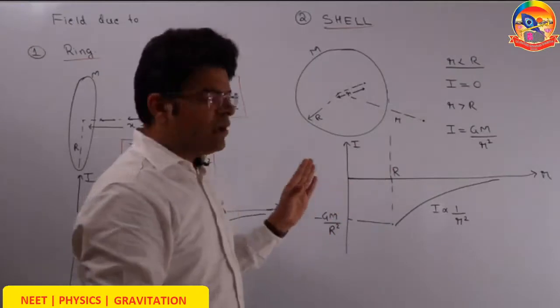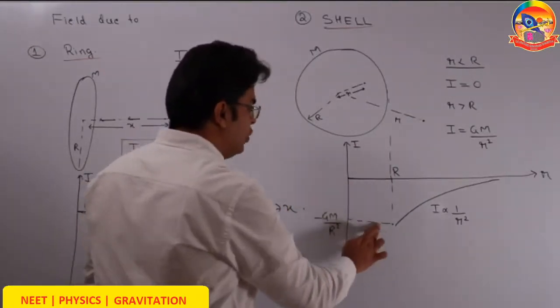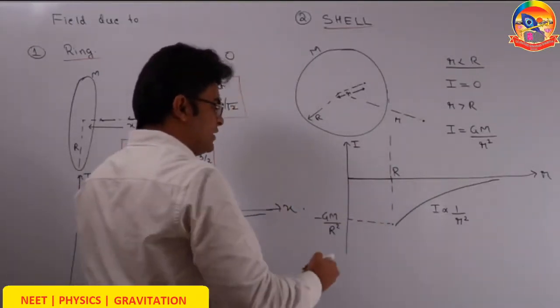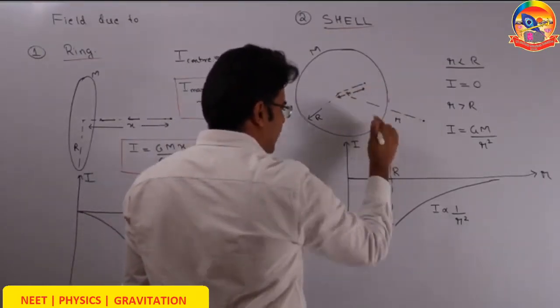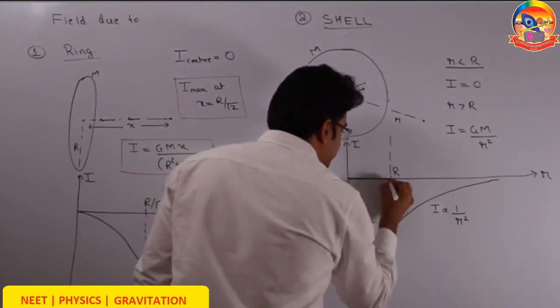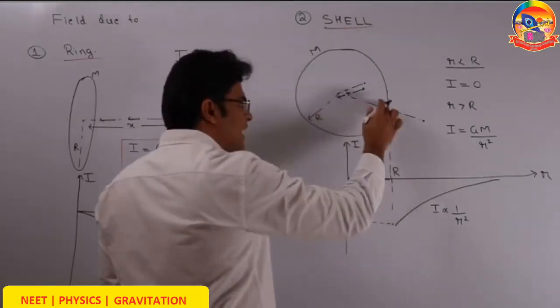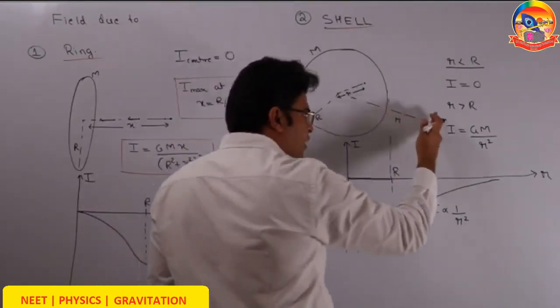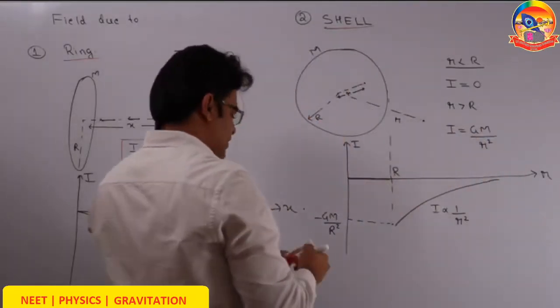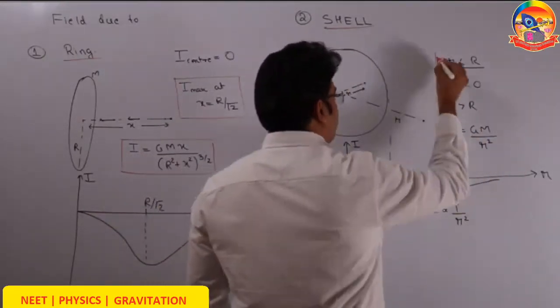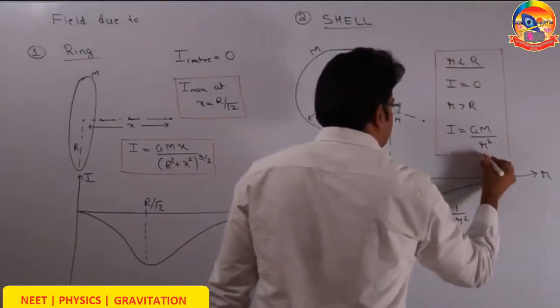If we plot the graph of field due to the shell, the field inside the shell due to the shell is 0. So when r increases from 0 up to the radius, the field inside is 0. Okay. For an outside point, as the value of r increases, you can see the field keeps on decreasing. So the field inside the shell because of the shell is 0. For an outside point, you can assume the entire mass of the shell to be placed at the center.